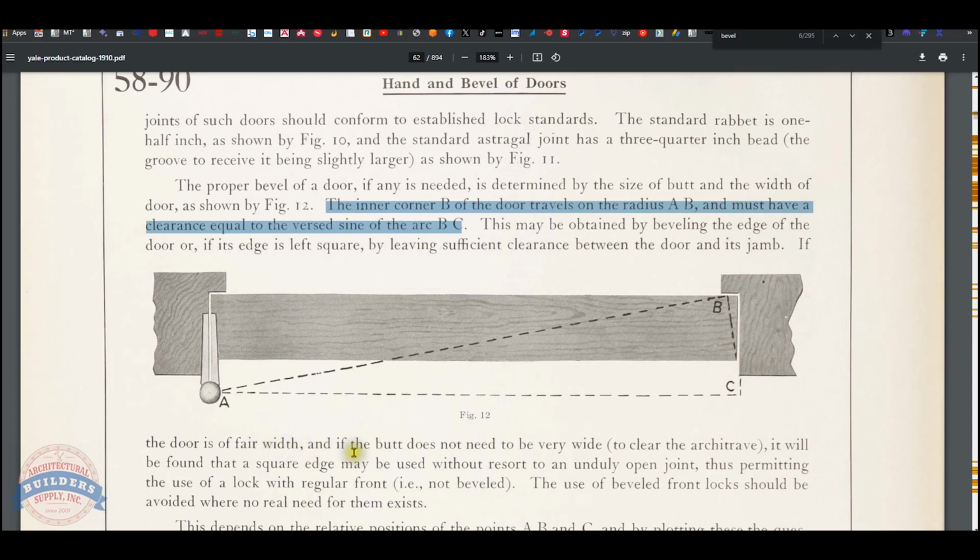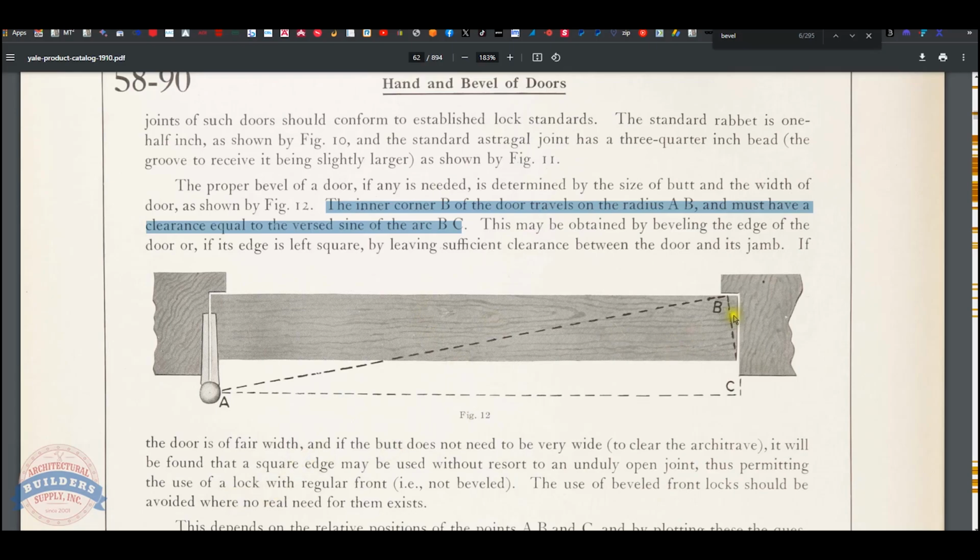If the door is of fair width and the butt does not need to be very wide, the width of the hinge, to clear the architrave, meaning the woodwork that's here, it will be found that a square-edged door may be used without resort to an unduly open joint, meaning the margin here to be excessively wide, thus permitting the use of a lock with a regular front, meaning a front of a mortise lock that's not going to need to have a beveled sort of inherent design to it. The use of beveled front locks should be avoided when no real need for them exists.